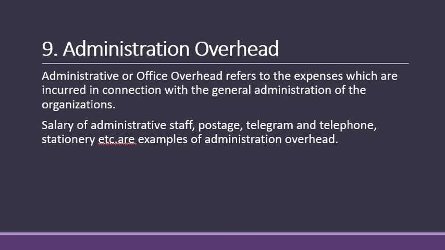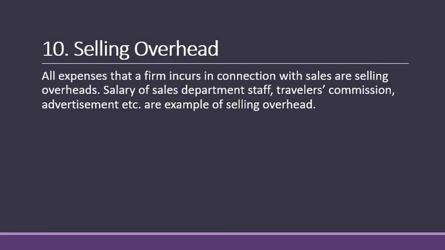Next is administration overhead. Administrative or office overhead refers to the expenses which are incurred in connection with the general administration of the organization. Meaning office related. Salary of administrative staff, postage, telegram, telephone, stationery, etc. are all examples of administration overheads. Next is selling overhead. All expenses that a firm incurs in connection with sales are selling overheads. Salary of sales department staff, travelers' commission, advertisement, etc. are examples of selling overheads.